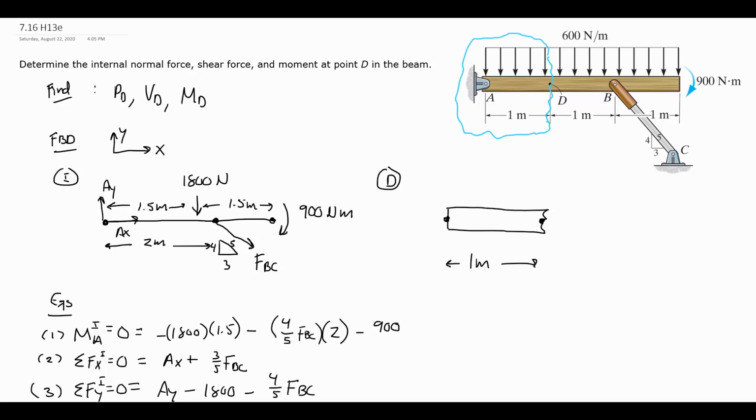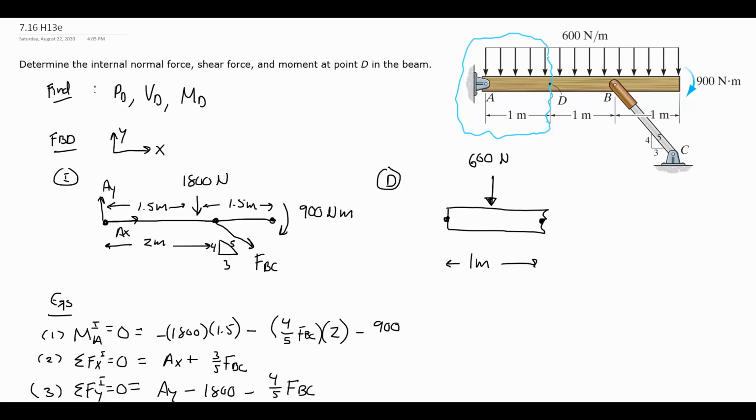So what I need to pay attention to here is the external loading. I have the distributed load, but only acting from A to D. So I only have 1 meter's worth of this uniform distributed load on this section that I'm taking. So what I need to include in this section cut picture, this internal picture, is 1 meter times 600 newtons per meter, so 600 newtons is the equivalent load just acting on this AD section. So I'm not taking the entire 1800.